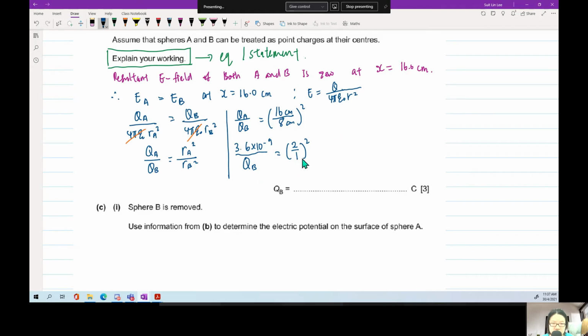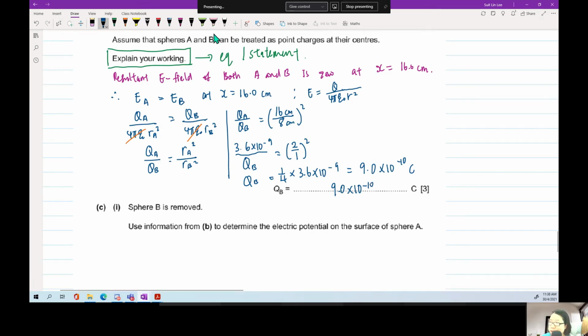So cross multiply, you will find QB as 1 over 4 because 2 over 1 times 3.6 times 10 to the power of negative 9, making QB 9.0 times 10 to the power of negative 10 coulomb. 36 divided by 4, 9 no. 9.0 times 10 to the power of negative 10.